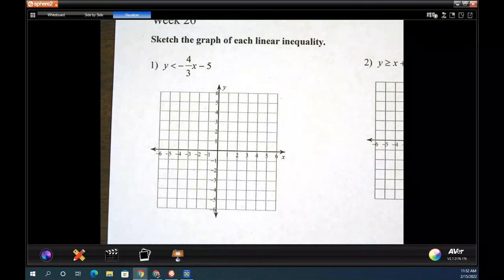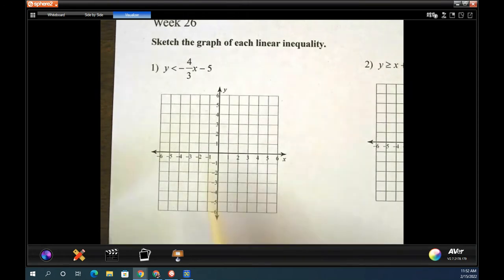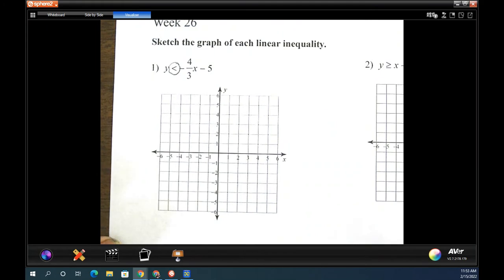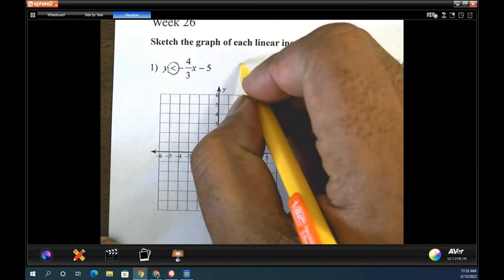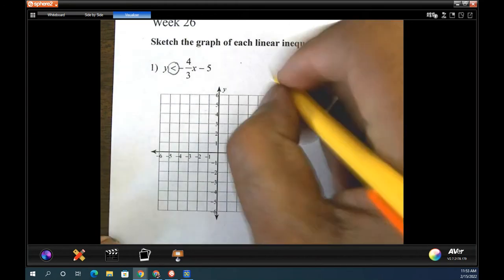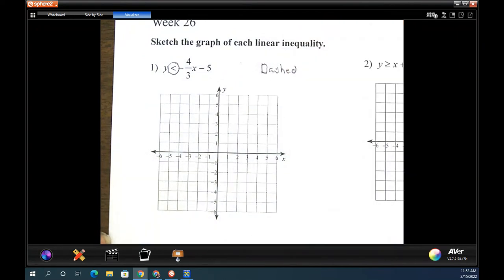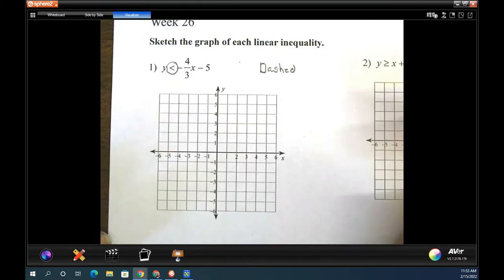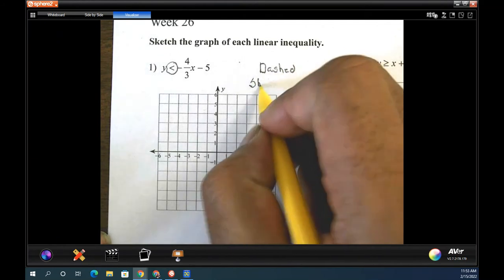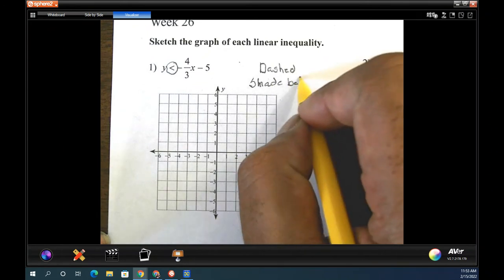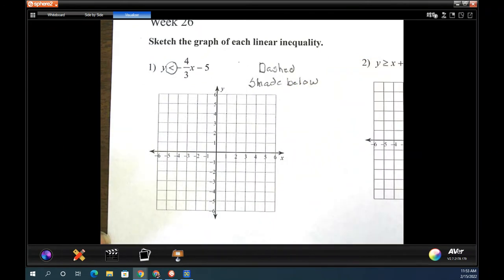You got your notes out for linear inequalities. Here's the thing. The graphing is the same, but you need to write this down on your paper. This is less than. And in your comp book, it tells you it's dashed. We're going to have a dashed line. The next thing is less than, so we're going to shade below. That's all in your comp book. All you got to do is look at that, and it tells you where you're going to go.